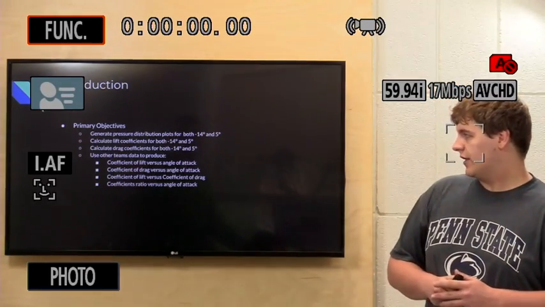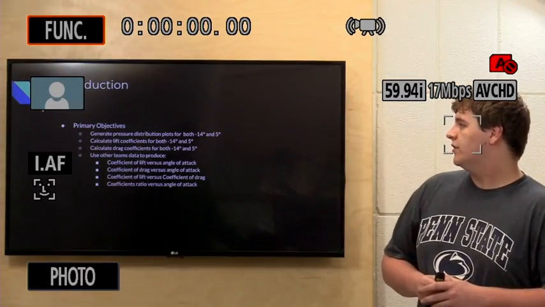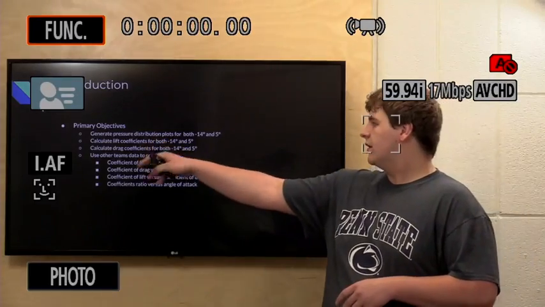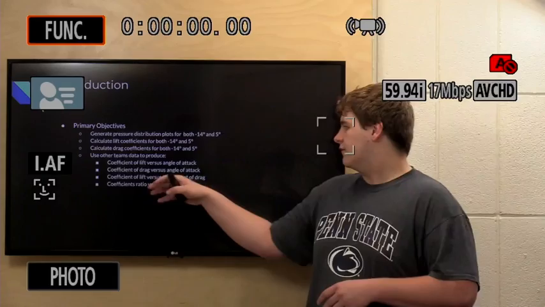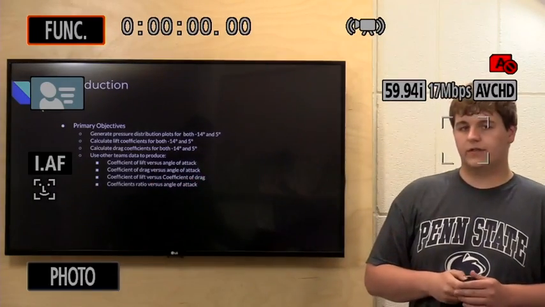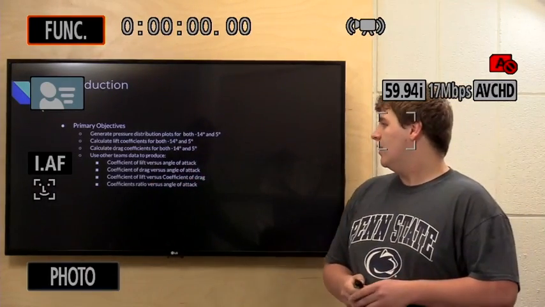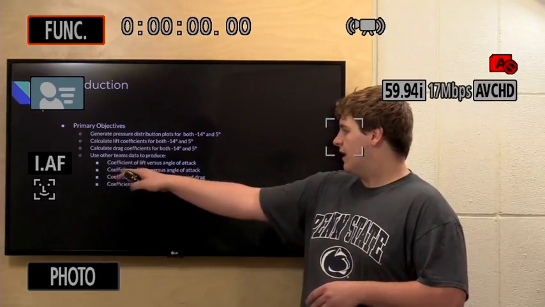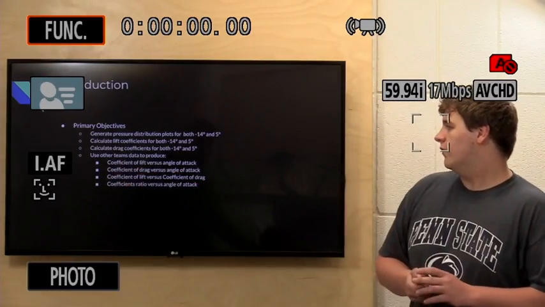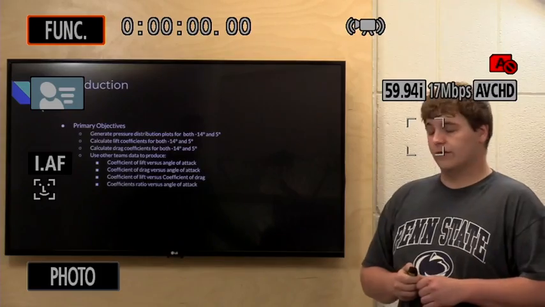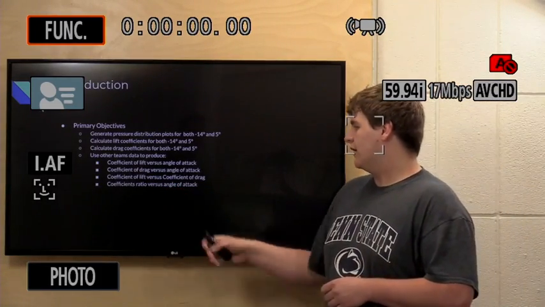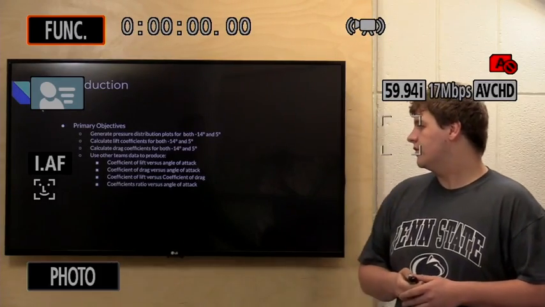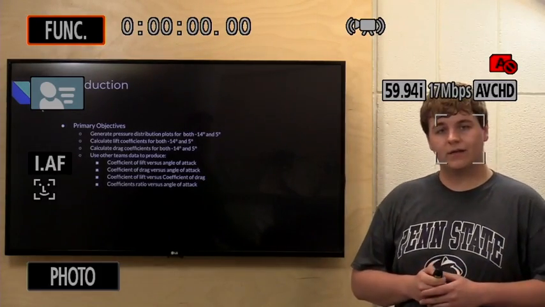The primary objectives of our lab were to generate pressure distribution plots, calculate lift coefficients, and calculate drag coefficients for our angles of attack of -14 degrees and +5 degrees. And then we used other teams' data to produce the coefficient of lift versus angle of attack, coefficient of drag versus angle of attack, coefficient of lift versus coefficient of drag, and the coefficient ratios versus many angles of attack.